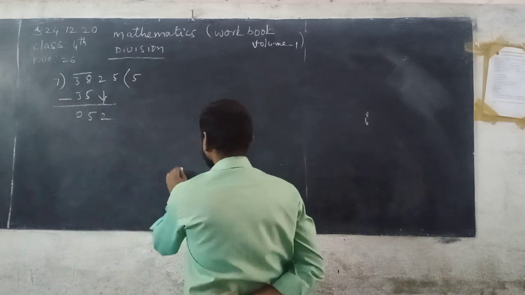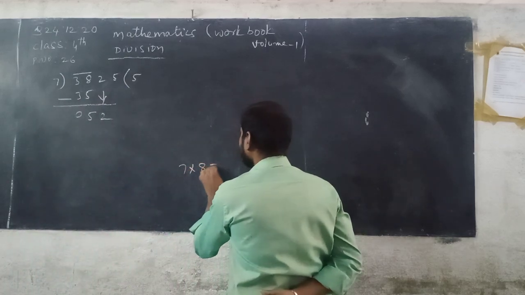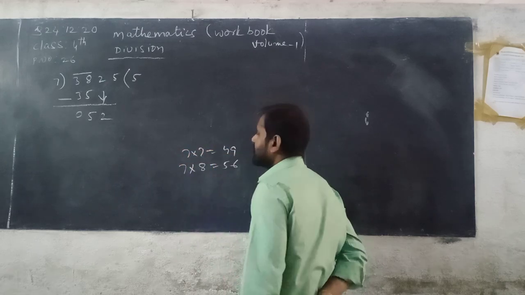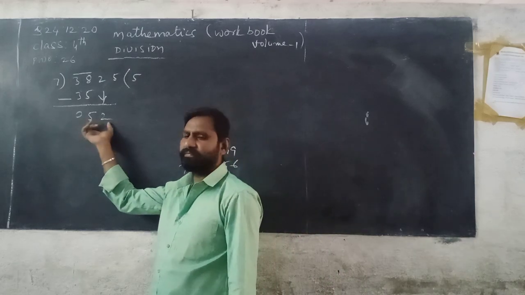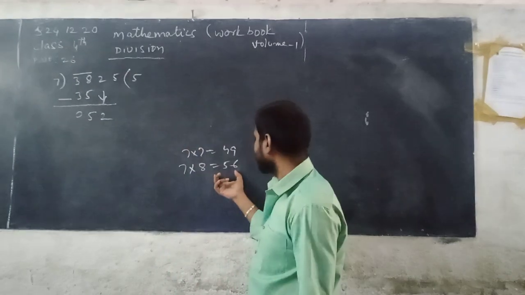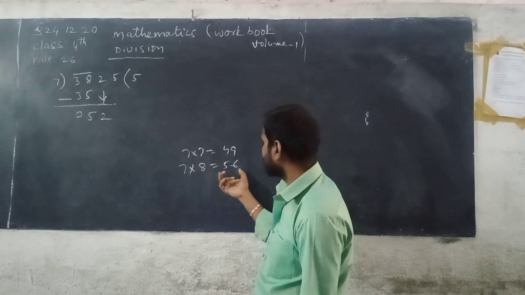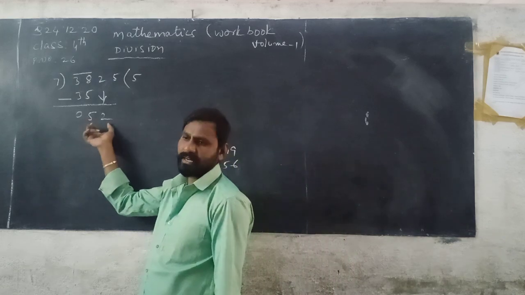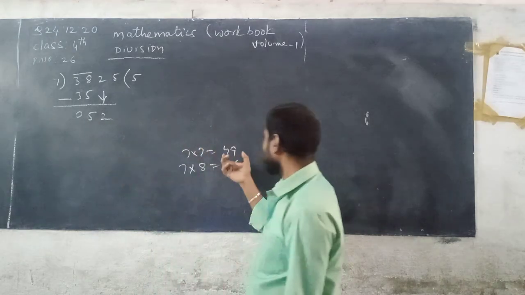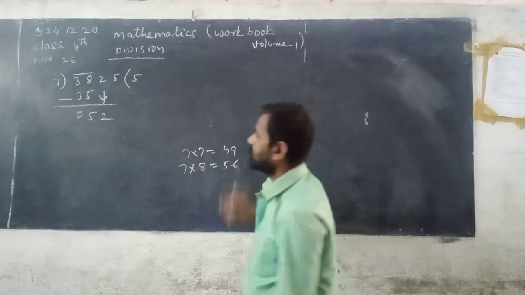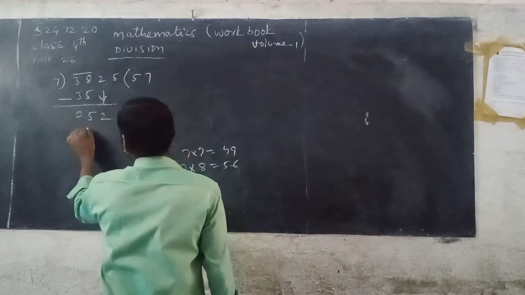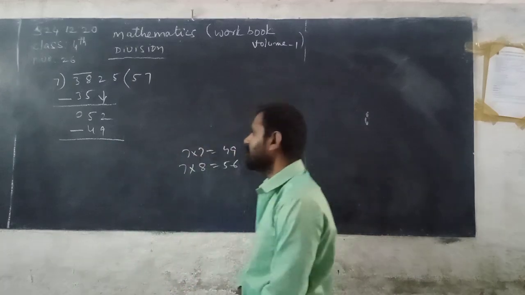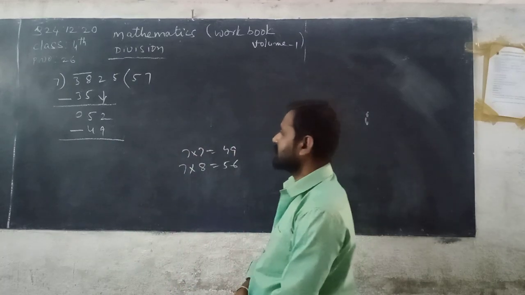Now next, 7 eights are 56, 7 sevens are 49. See here, the remainder here is 52. If we take 7 eights are 56, then 56 is more than 52. It is not correct. Now we have to take 7 sevens are 49. 49 is subtracted from 52. So first subtract the ones place digit.